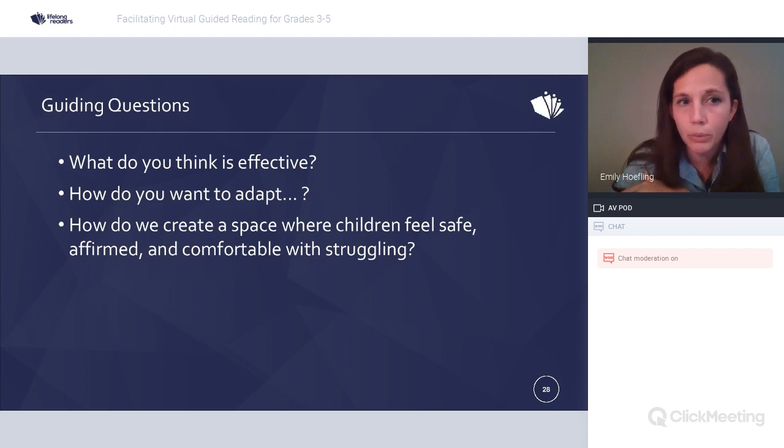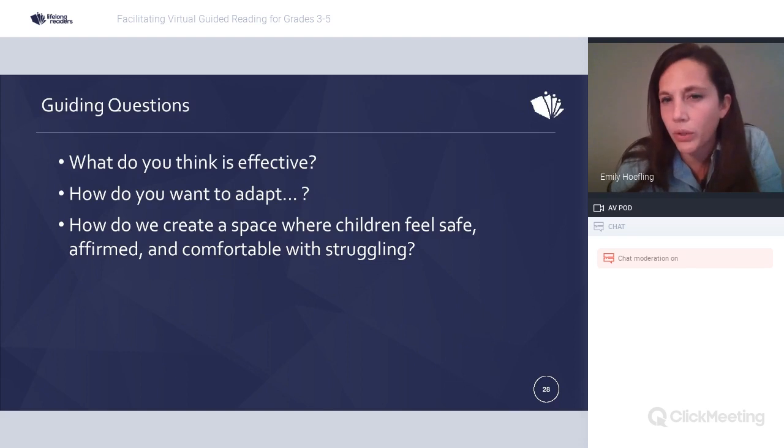How many students are in each group? I've run groups anywhere from 4 to 10, and it works. With 10, that's usually older kids. It's hard to get 10 kindergartners because they lose attention. So for kindergartners, I would cap it at 7 or 8, maybe. With older kids, you can cap it at 10 or 12, especially.